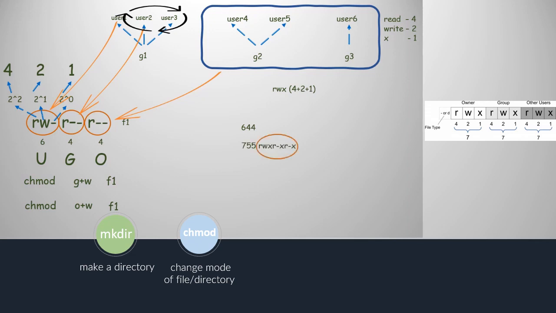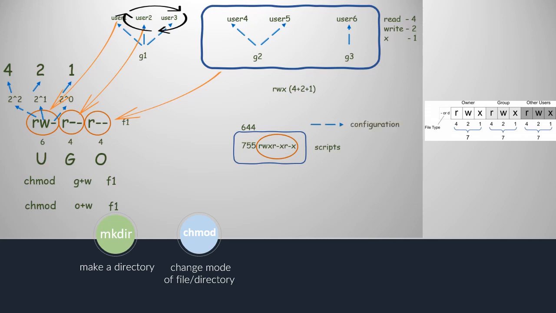Apart from 644, the other popular permission is 755. 7 means 4 plus 2 plus 1, which means you have all the permissions. Then 5 is 4 plus 1, which is read and execute. And then again 5, read and execute. So 755. These permissions mean you have all the permissions, 7. Others can see your file and execute it, but they cannot modify it, that is 5. This is the usual permission you will see for most of the scripts on Linux.